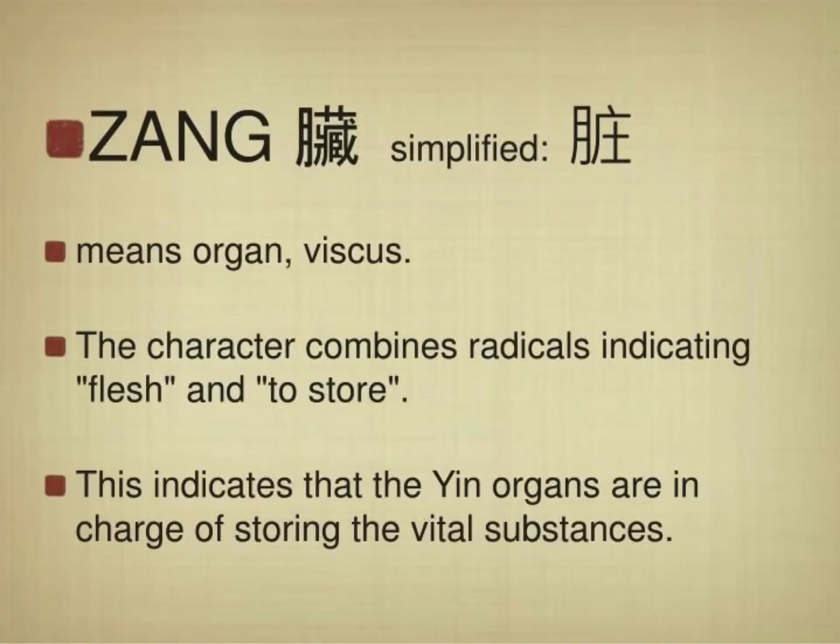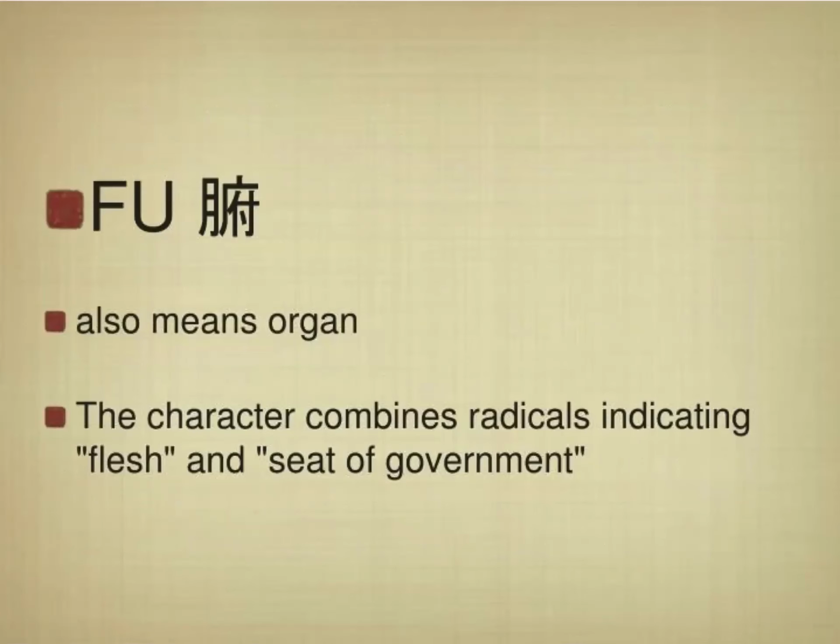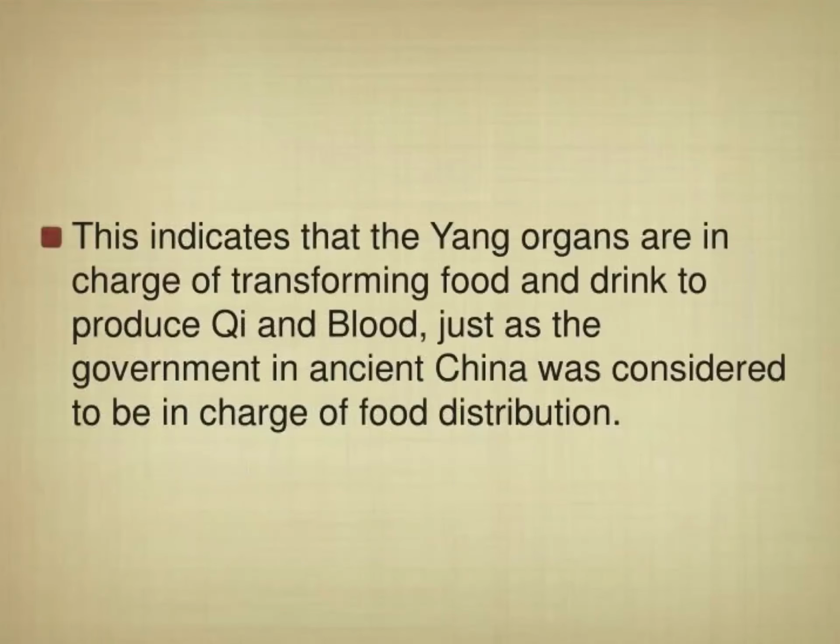Zhang means organ, viscus. The character combines radicals indicating flesh and to store. This indicates that the yin organs are in charge of storing the vital substances. Fu also means organ. The character combines radicals indicating flesh and seat of government. This indicates that the yang organs are in charge of transforming food and drink to produce qi and blood, just as the government in ancient China was considered to be in charge of food distribution.